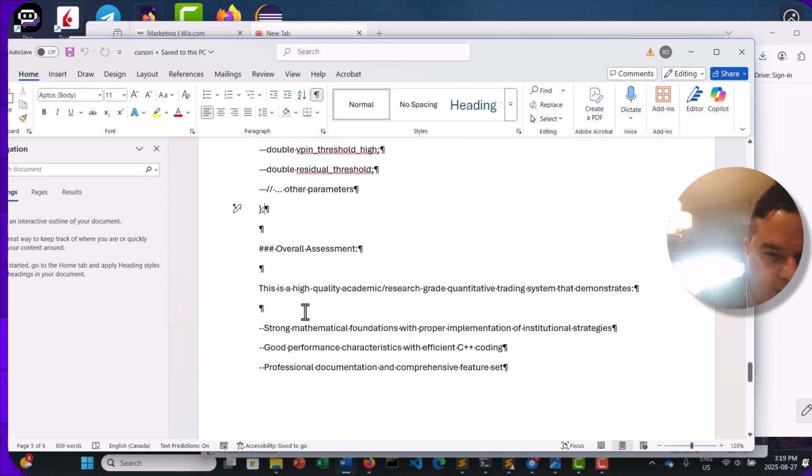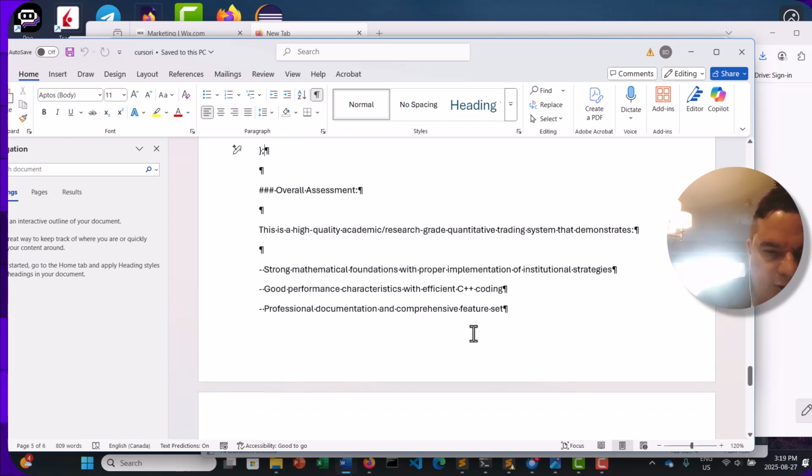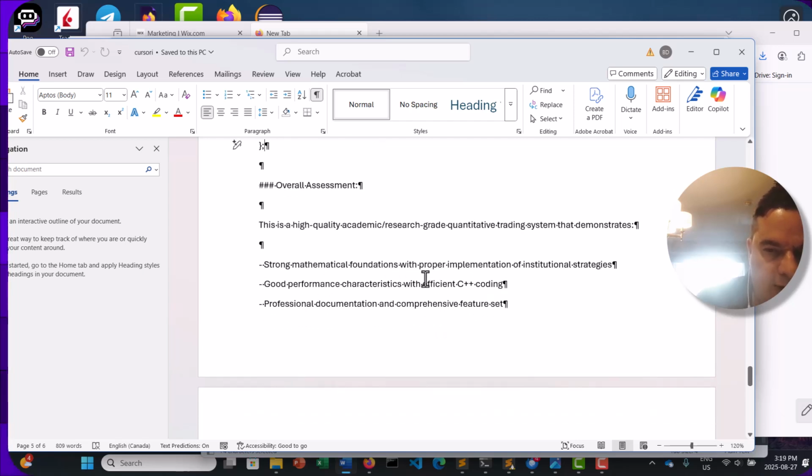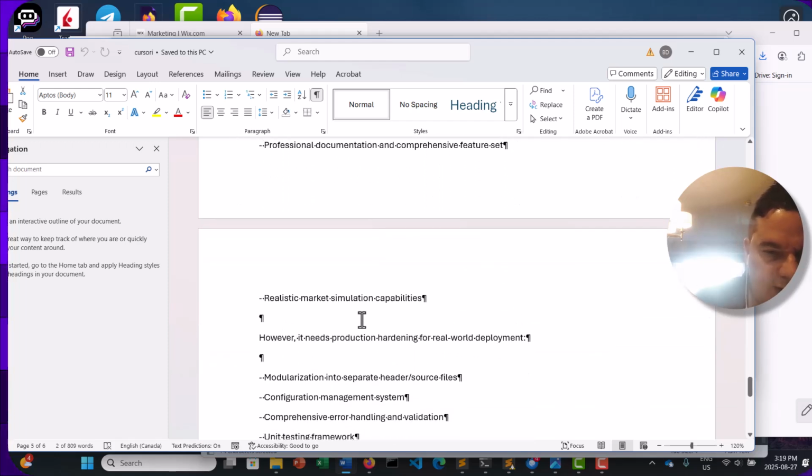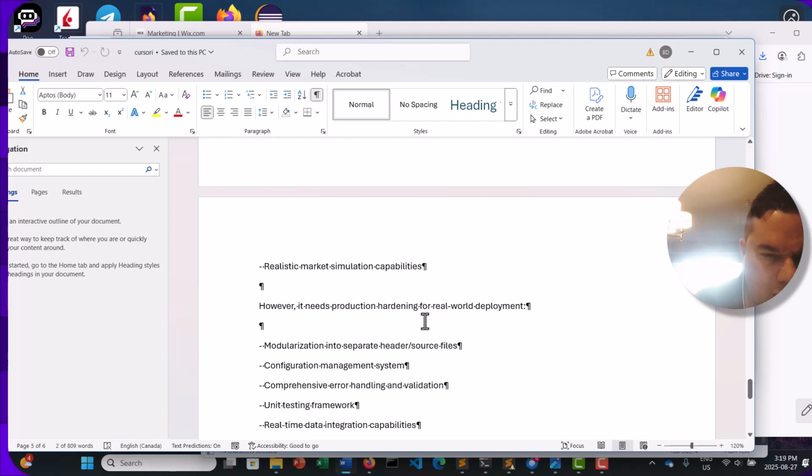Okay, overall assessment. High quality research grade quantitative trading system that demonstrates strong mathematical foundations with proper implementation of institutional strategies. And again, institutional strategies that you're probably not going to learn anywhere else. Good performance with efficient C++ coding, professional documentation, and comprehensive features as well. Realistic market simulation capabilities. Great.